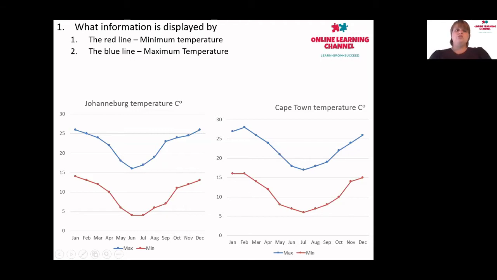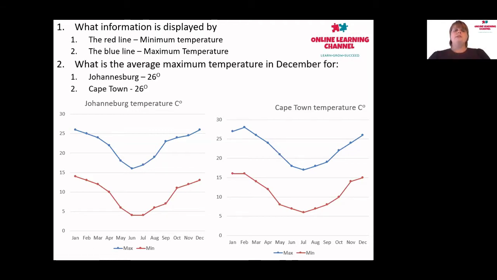Question 2 said, what is the average maximum temperature for December for Johannesburg? Okay, so these are Johannesburg's temperatures. There's December. You know now that the blue line represents your maximum temperatures. So in December, you look at that dot. If you go all the way back to your degrees, you'll see it's about 26 degrees.